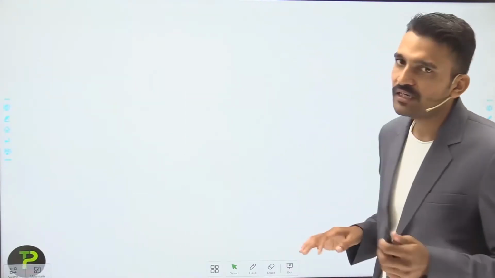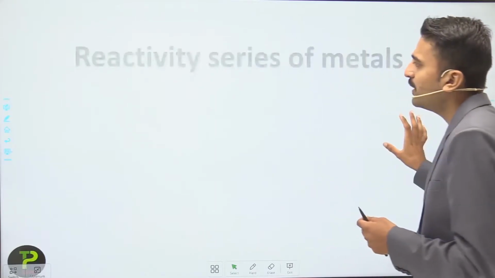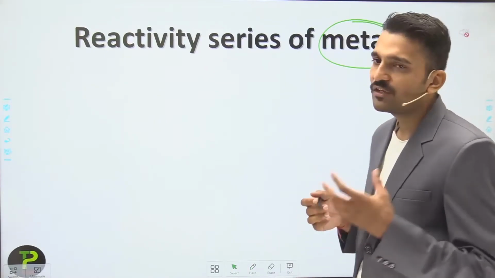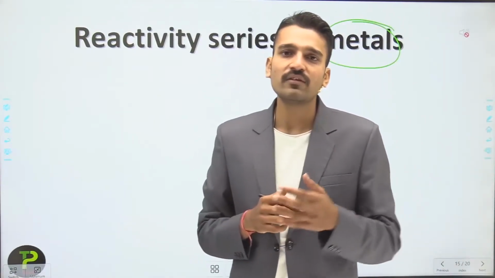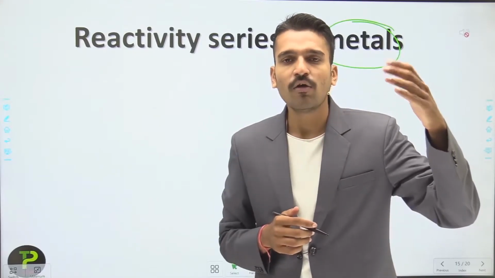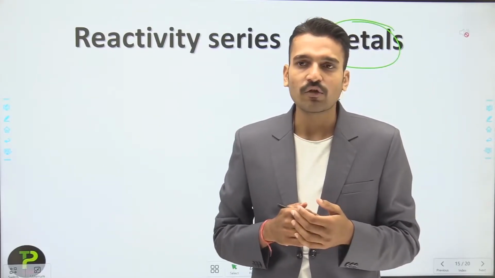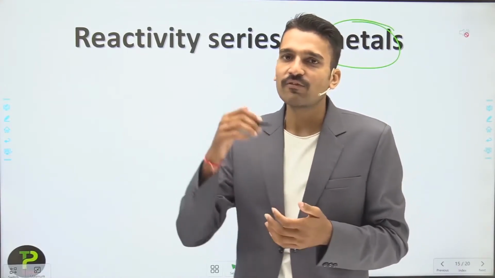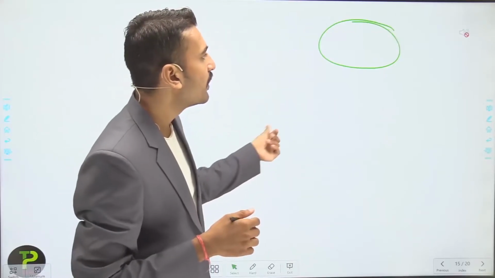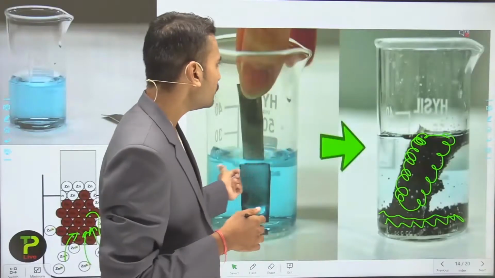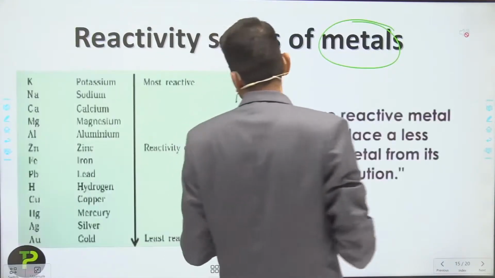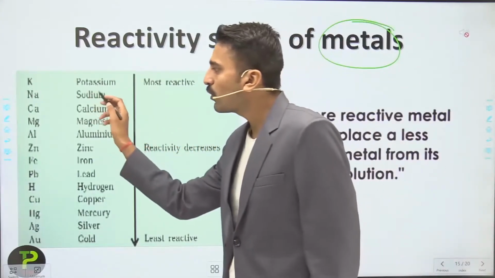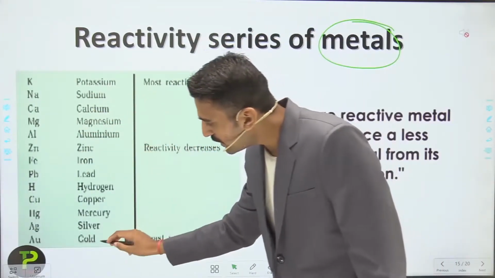So let us now study the reactivity series of elements. For that we are first going to study the reactivity series of metals. The reactivity series of metals is a series in which the more reactive metal is placed at the top, followed by the less reactive metals, or I can say it's a decreasing order of reactivity of metals, starting from the top reactive metal and moving to the less reactive metals. So here you see the reactivity series of metals. The most reactive metal is potassium, the least reactive metal is gold.